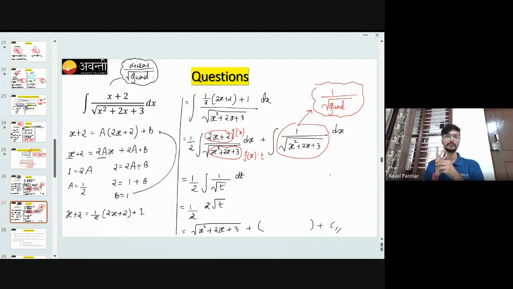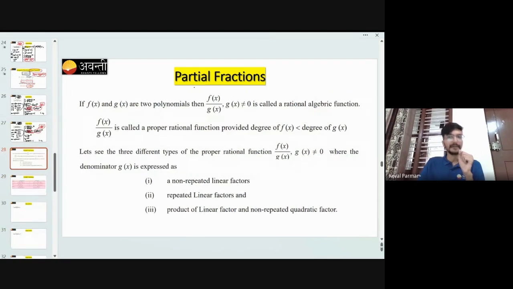Correct? Now, after this is over, we are going to start with the next important part, which is partial fractions. Now, what do you mean by partial fractions? Let me just introduce you. Suppose these are two polynomials, f(x) and g(x), and we take their ratio. Then this is a rational function. Now, rational functions are of two types, proper rational and improper rational. Correct?